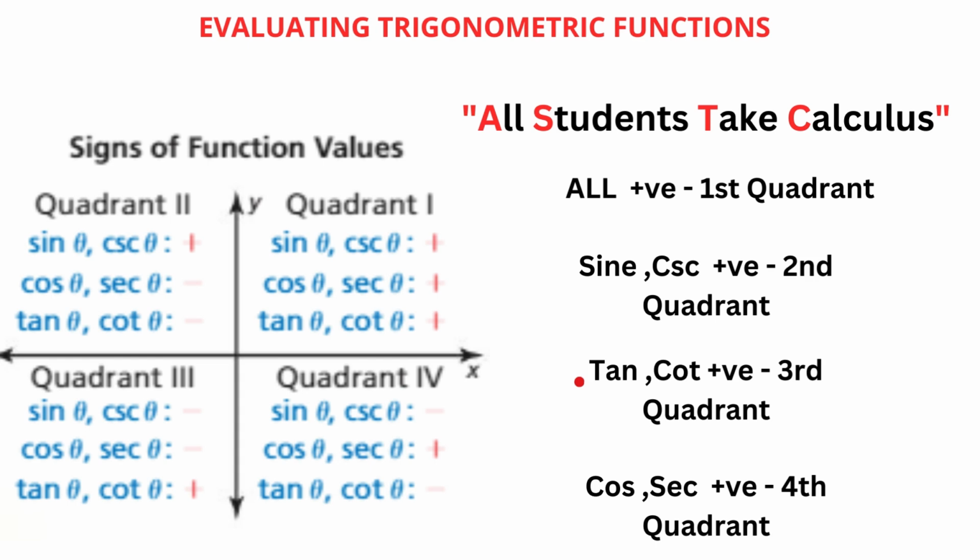And in the third quadrant tan and its reciprocal cot are positive, represented by the phrase t as in take. And in the fourth quadrant cos and its reciprocal secant are positive, represented by the phrase c as in calculus.